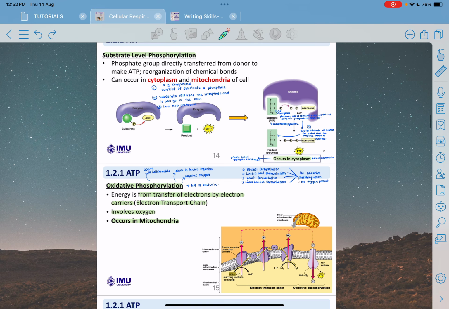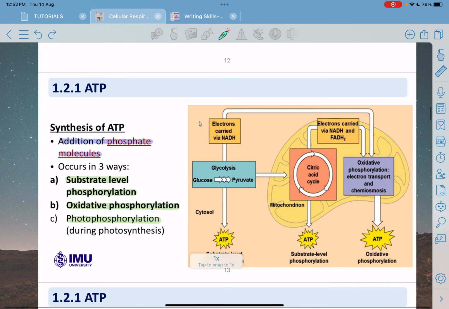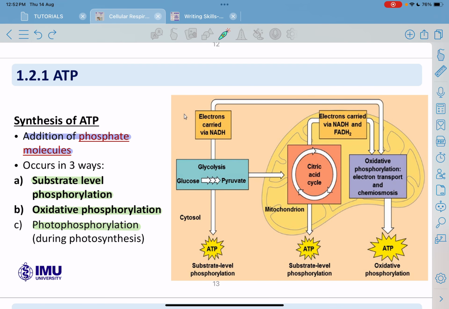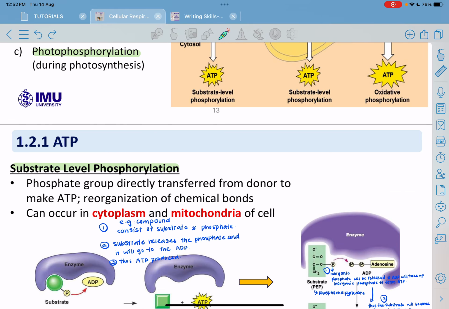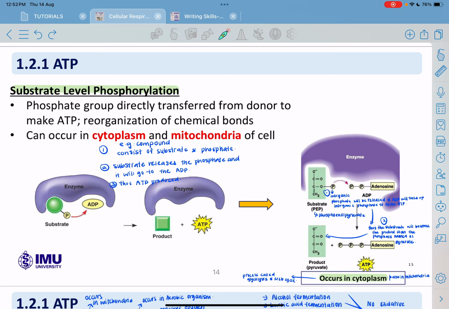What is this? Okay, and then synthesis of ATP, we have three kinds. The one that I said, substrate level phosphorylation, we have oxidative phosphorylation and also photophosphorylation. We go to substrate level phosphorylation first. This one occurs in either cytoplasm or mitochondria, doesn't matter.